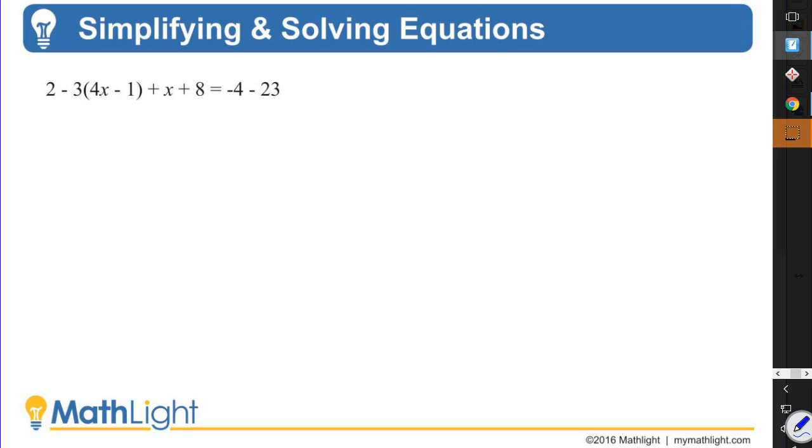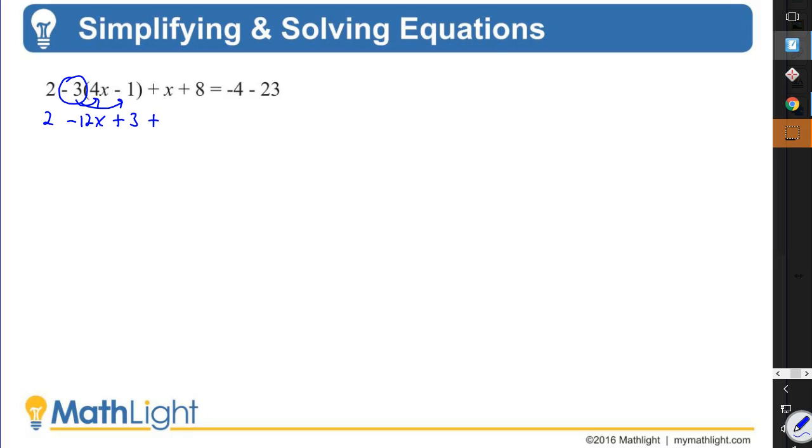All right, in our distributing, be careful. Now I chose this problem on purpose. This -3 has to be distributed, multiplied before you can do anything with that 2. Okay? So we're going to leave that 2 there. We'll deal with it in a moment. -3 times 4x, -12x, -3 times a -1, +3. Okay, that's the distributing. Everything else is still there.